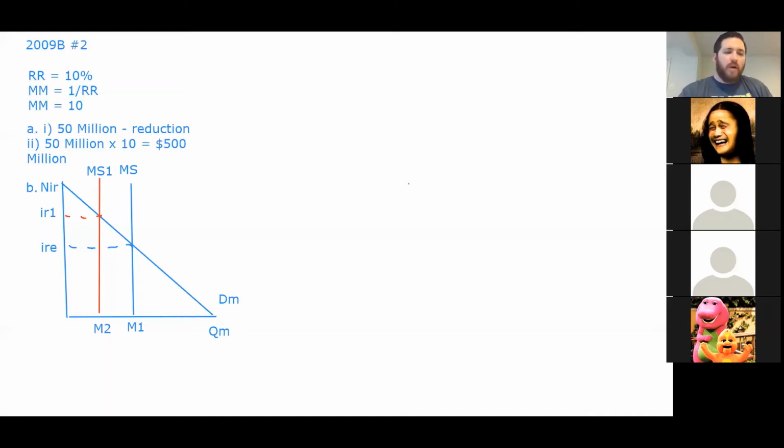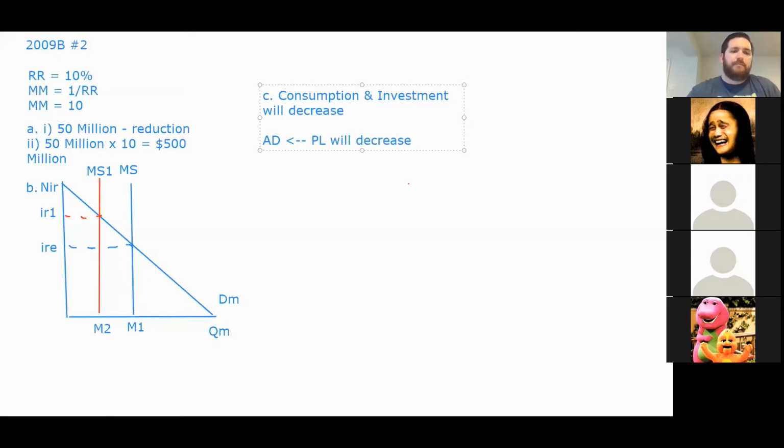C, what is the impact of the central bank's bond sale on the equilibrium price level in the short run? Well, we know this. We just said that both consumption and investment will decrease. If consumption and investment decrease, aggregate demand is going to shift to the left, which means that price level is going to decrease in the short run.